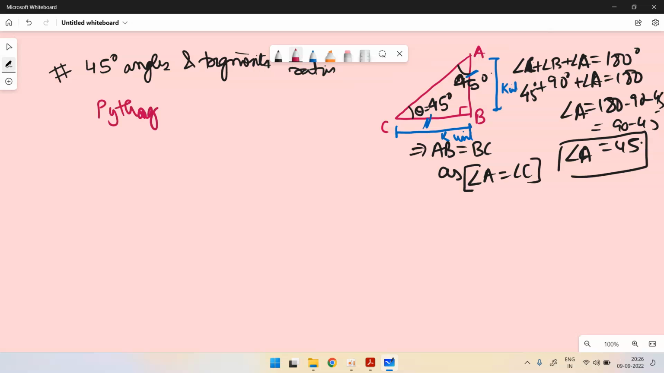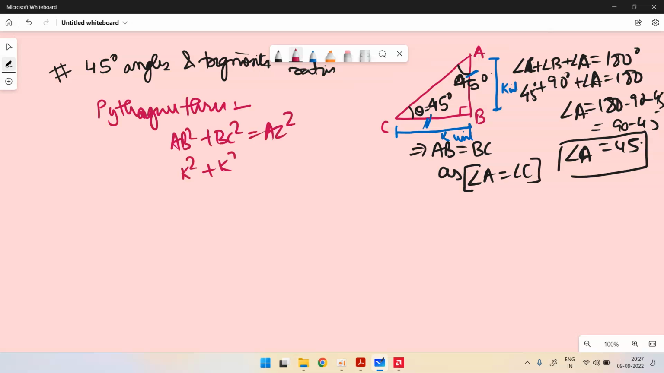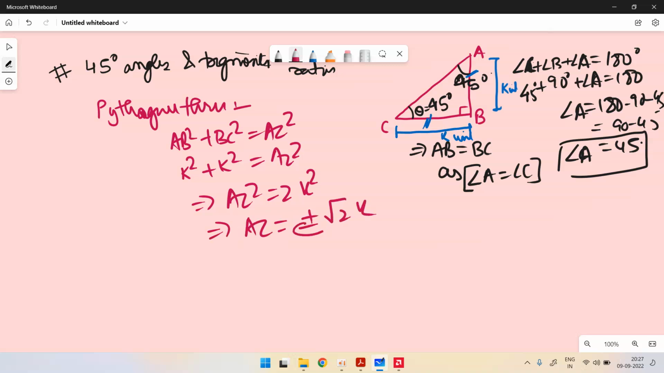Applying Pythagoras theorem, what you get is AB square plus BC square equals AC square. AB and BC are equal, both K units, so K square plus K square equals AC square, which implies AC square equals 2K square. This is nothing but AC equals plus minus root 2 K. Minus I'm neglecting because the length of a side cannot be negative, which implies AC equals root 2 K.